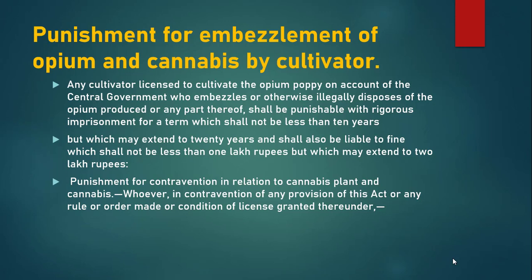That means any cultivator licensed to cultivate the opium poppy on account of the central government who embezzles or illegally disposes of the opium: they have the right to cultivate, but if they embezzle, that means illegally dispose of the opium, they get rigorous imprisonment of 10 years, and at the same time a fine of 1 lakh to 2 lakh rupees.